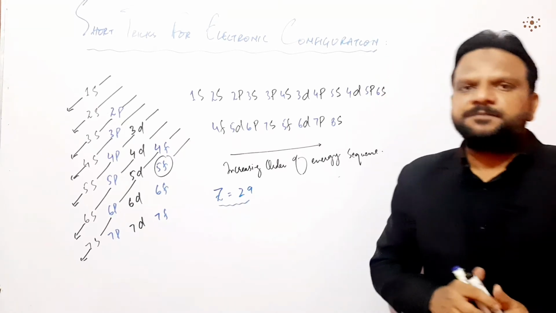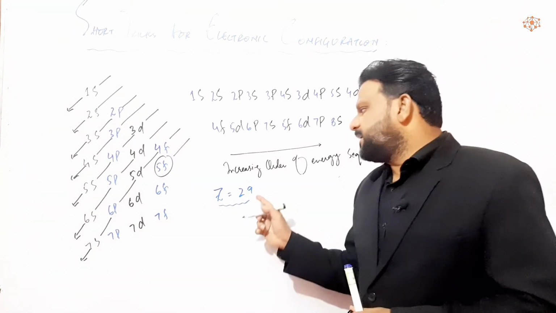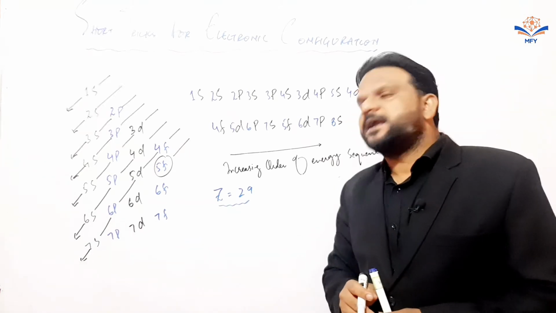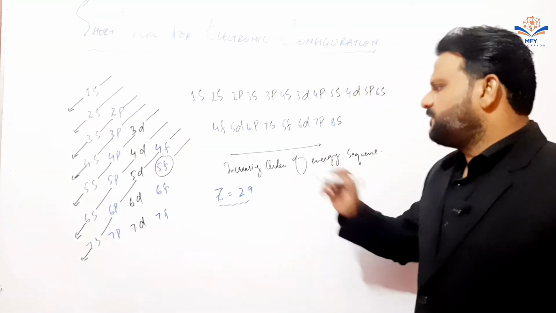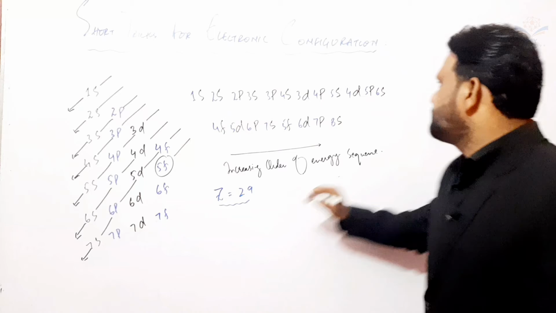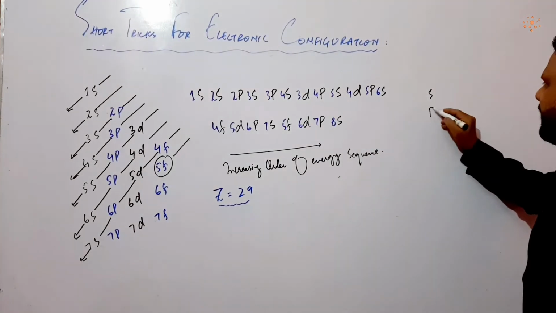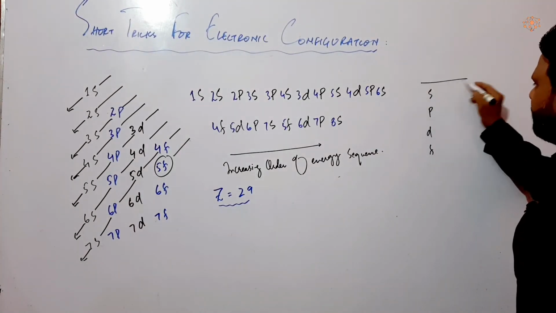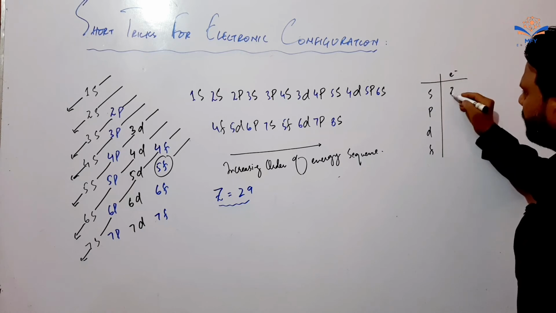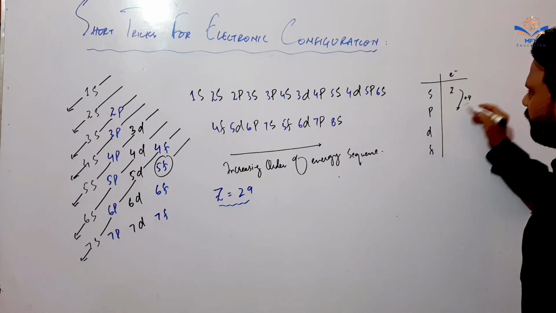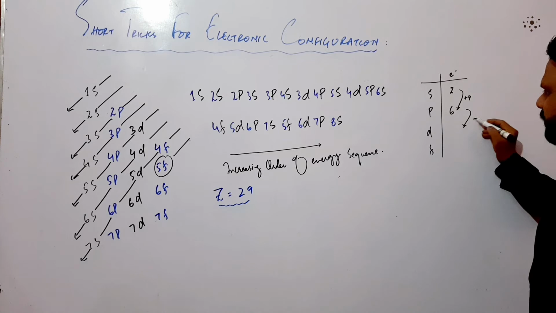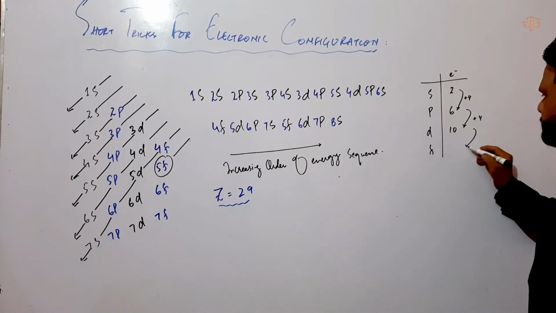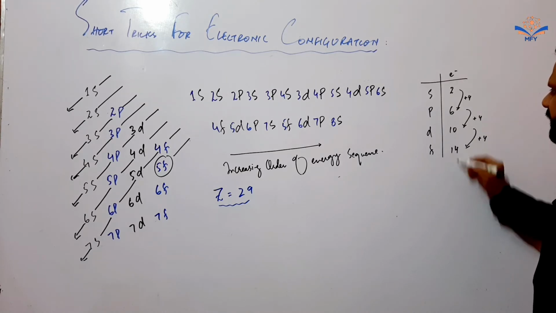It is the atomic number, meaning this element contains 29 electrons, which is copper. Starting from 1s: s maximum contains 2 electrons; by the addition of 4 it will be 6 for p, by the addition of 4 it will be 10 for d, and by the addition of 4 it will become 14 for f.